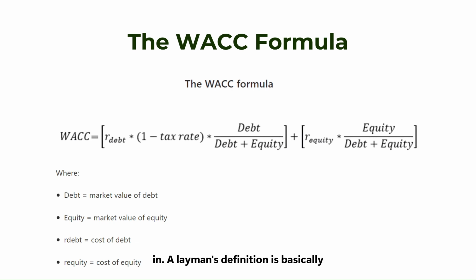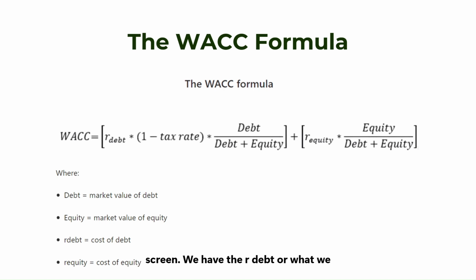A layman definition is basically the minimum required rate of return that investors are willing to accept on their investment. That's the layman definition of that. So we are going to be looking at how to actually calculate these things and what the composition of the formula is. We have the formula on the screen.